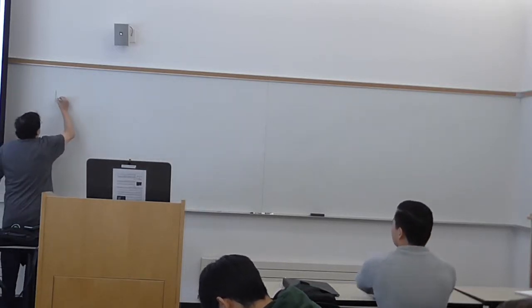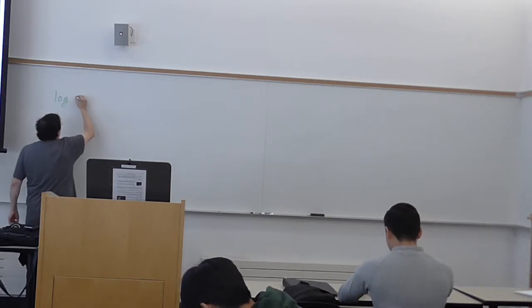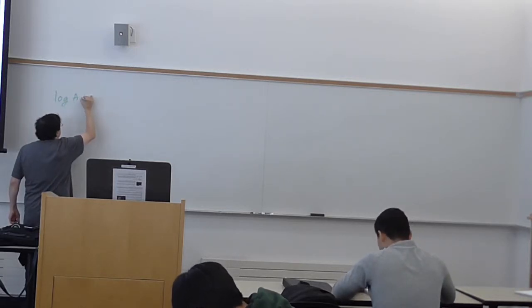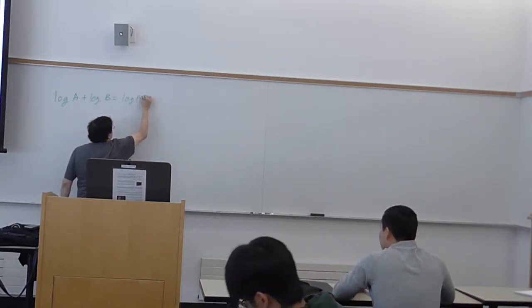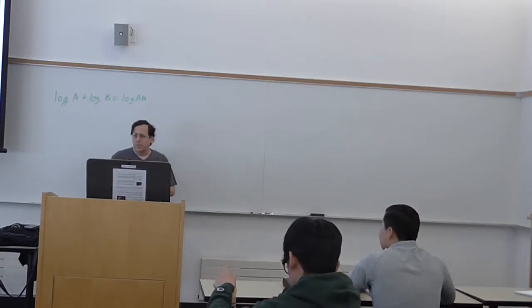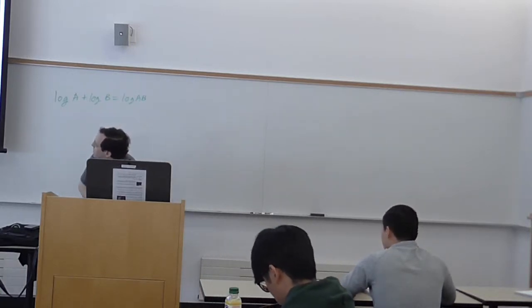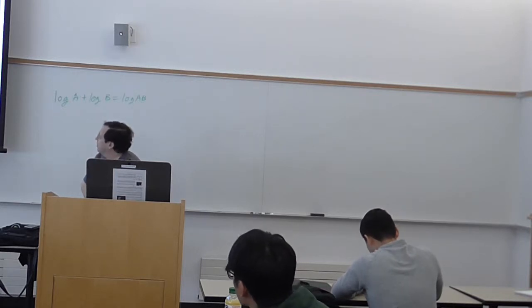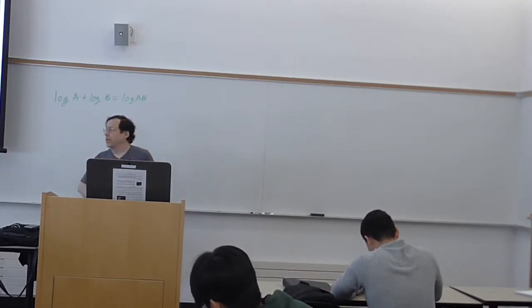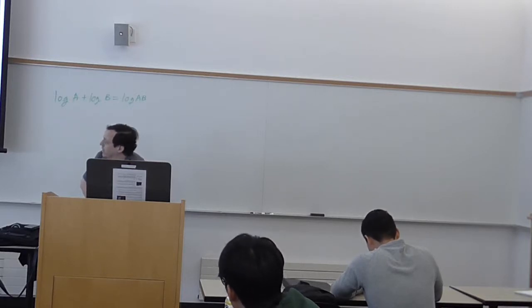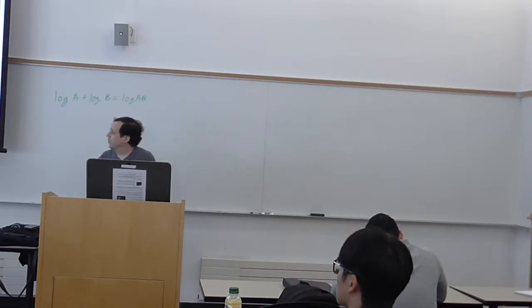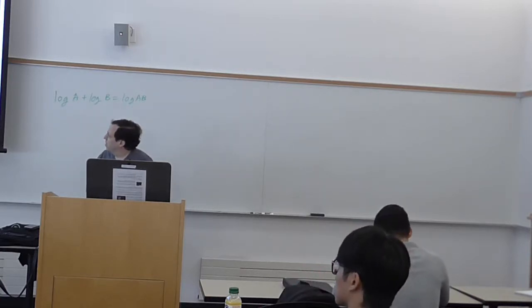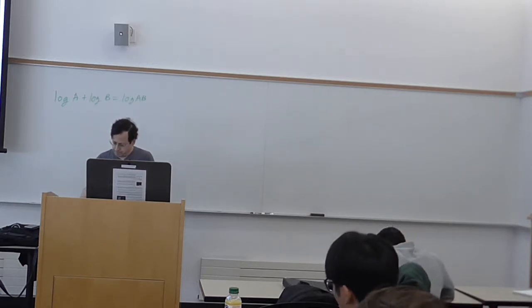We were talking about the property of logs, that the log of A plus the log of B equals the log of A times B. Mathematically important, but used to be, well, it still is, computationally important. Before we had cheap calculators that everyone had, you sometimes had to multiply numbers.